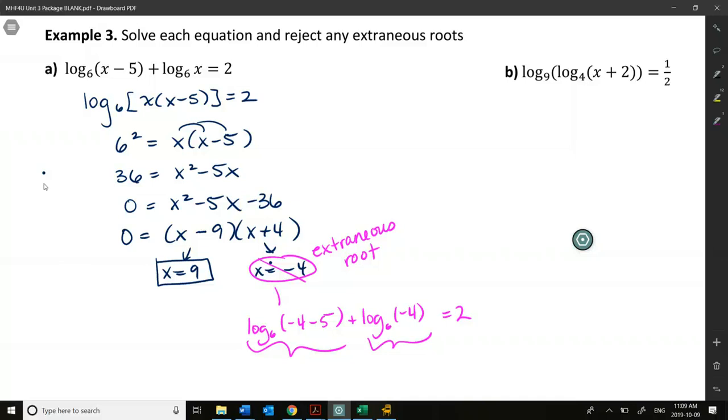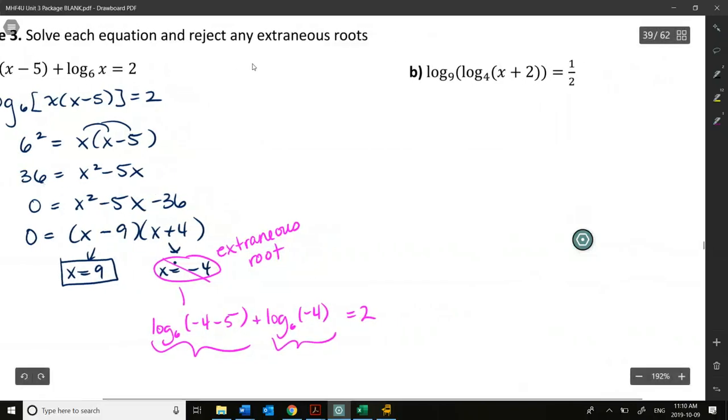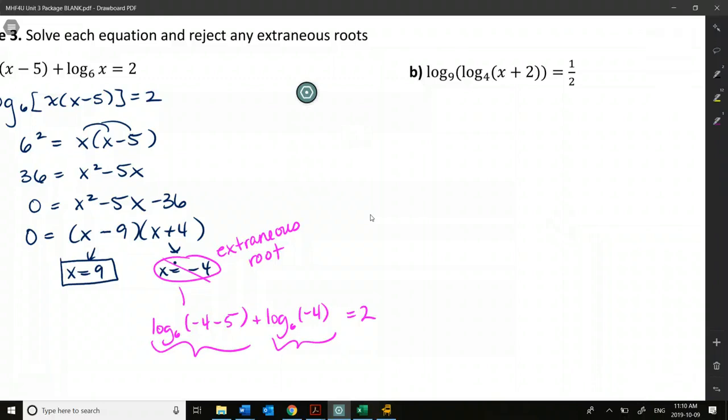Okay, questions on anything that I did here? All right, let's slide over to part B. This one is a fun one. Any ideas for how I can solve this? I've got a log within a log, and the x is buried inside of this right now. So what do we do?